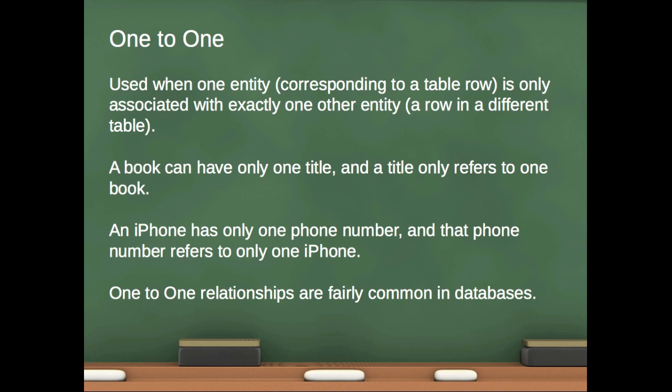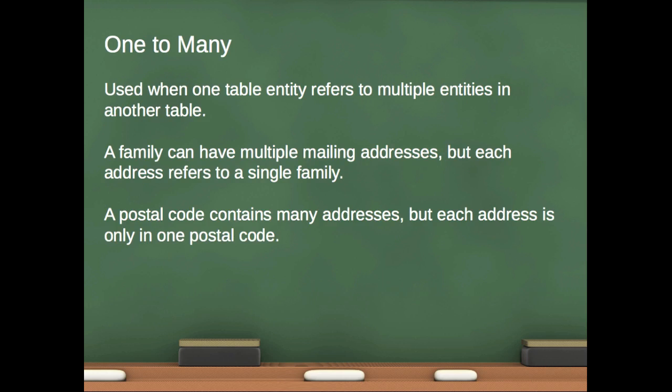One-to-one relationships are fairly common in databases, but usually the most common relationship we see in a database is a one-to-many relationship. Now this is used when one row in one table refers to multiple rows in another table. So a couple examples again. A family can have multiple mailing addresses, but each address refers only to a single family. So this is a one-to-many relationship. There is one family being talked about, but there are many addresses being talked about.